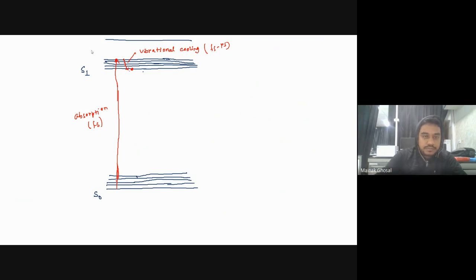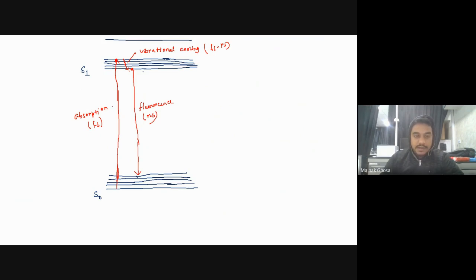Now, from here, it can come back to the ground state radiatively. This is known as fluorescence, and it occurs in the nanosecond time scale.